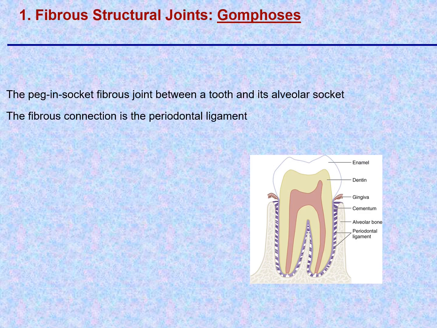And then the third type is the gomphoses, the third type of fibrous structural joint. This is a peg and socket type of fibrous joint found between the tooth and the tooth socket. There's a fibrous connection, which is a ligament. It's called the periodontal ligament.